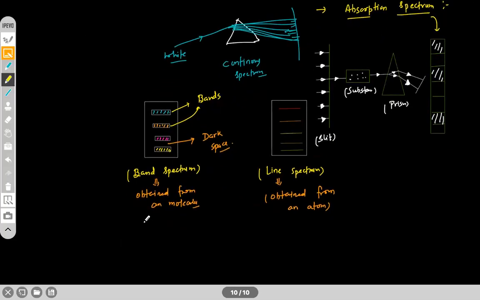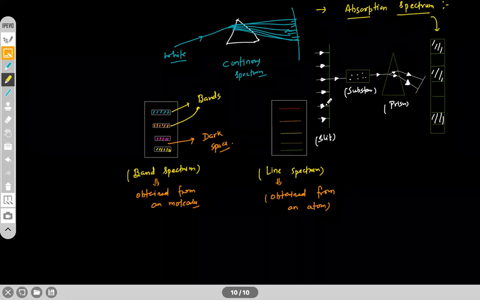Okay. Now you can see this. You put a substance in between the white light and the prism. We see some of the wavelengths are missing here. So this spectrum that we are getting, it is absorption spectrum.